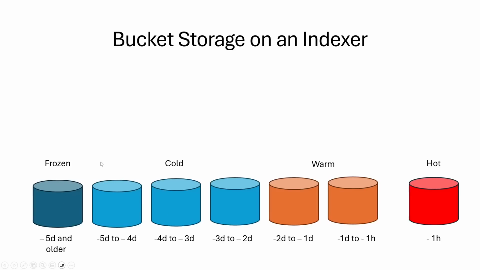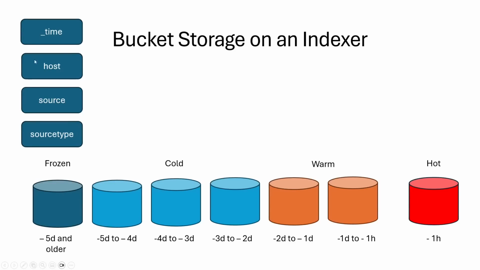So we're talking about that here with frozen. Another thing to remember is that this pattern of buckets is per index. So each index then has its own metadata fields. So you can say, I just want the data that has this host in this bucket, this source in this bucket, this source type in this bucket, etc. And so it can actually search that data even more granularly. Let's show that in actual Splunk.